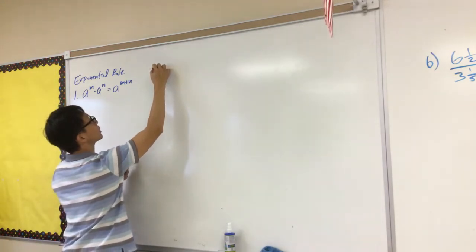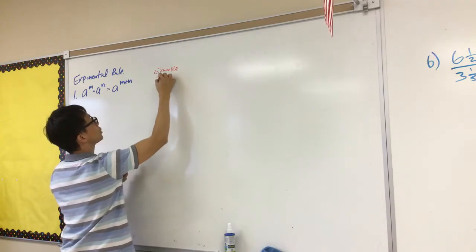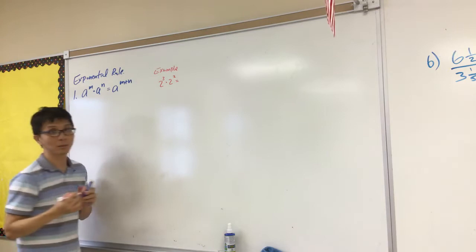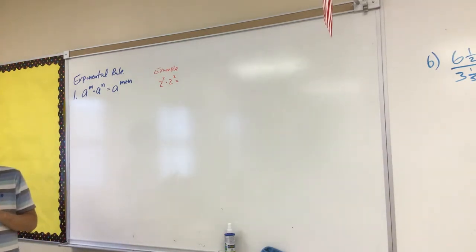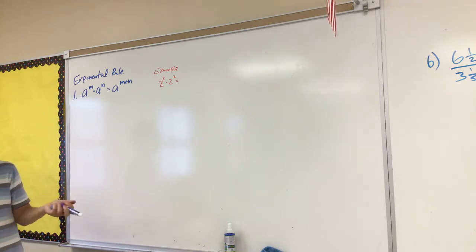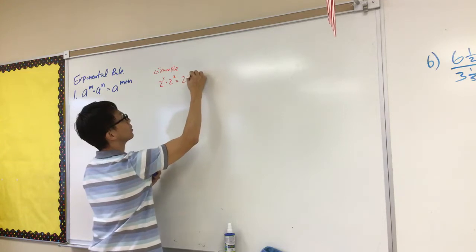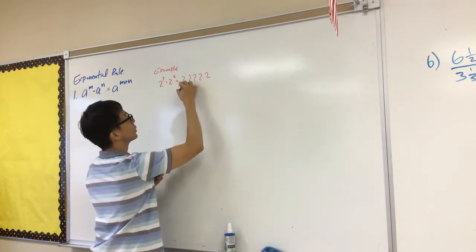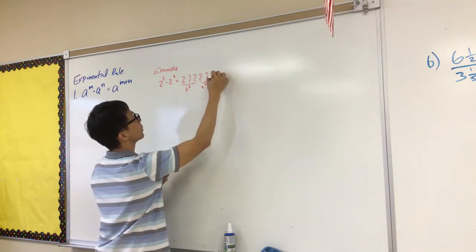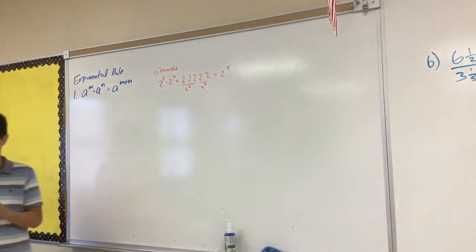So example: 2 to the third power times 2 to the second power is equal to what? To the fifth power. But just assume that we didn't know. We do the slow motion. It's going to be like this. So this is 2 to the third power. This is 2 to the second power. So therefore, it's 2 to the fifth power. And we already know that because of the rule.